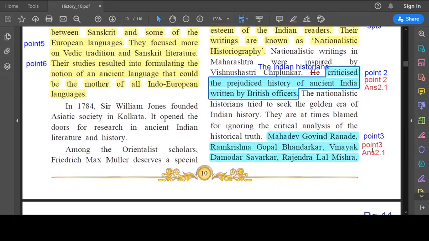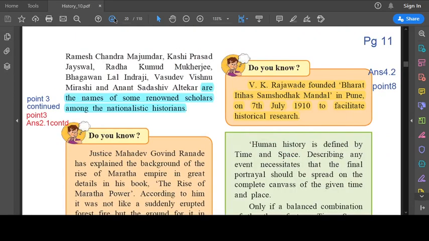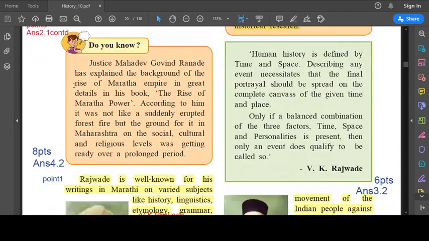Then point 3. Where's the red marking? Over here. Red one. Point 3. Mahadev Govind Ranade, Ramkrishna Gopal Bhandarkar, Vinayak Damodar Savarkar, Rajendra Lal Mishra. Okay, turn the page, page 11. Here, leave 3 lines and see the 4th line. Are the names of some renowned scholars among the nationalistic historians. So that's your third point of answer 2.1. So we have finished 3 points. Now we'll see the 4th point.